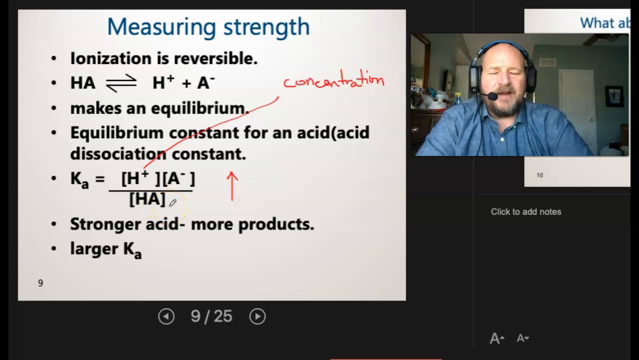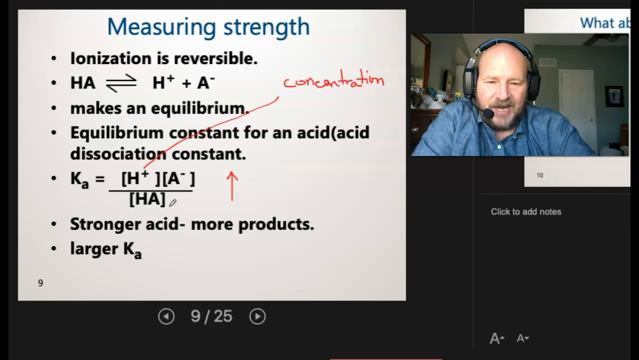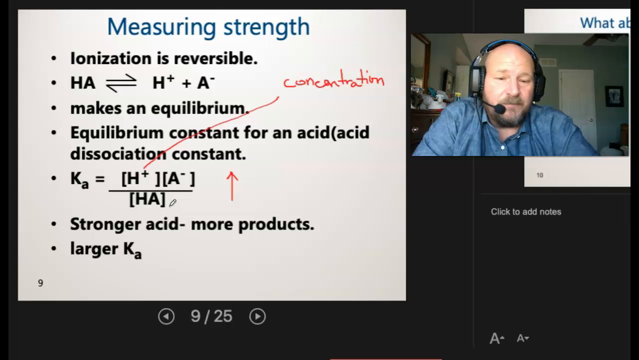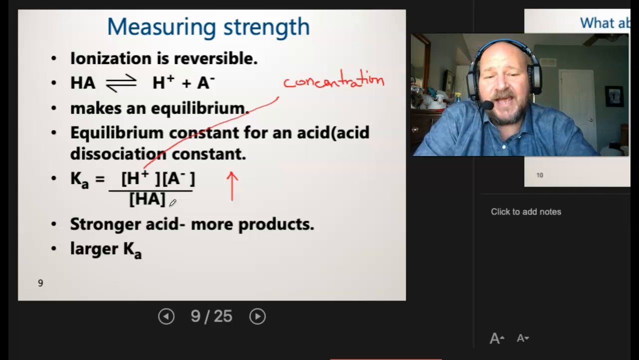Now, I don't want you to worry about having to do the math here because you're not. What I need you to understand is that these Ka values are logged in a book, right? So we can look these up on the internet, or we can use the CRC manual, which we keep in the lab, and we can look up the Ka values for different acids. And what we'll find is that the larger that Ka is, the stronger the acid is.